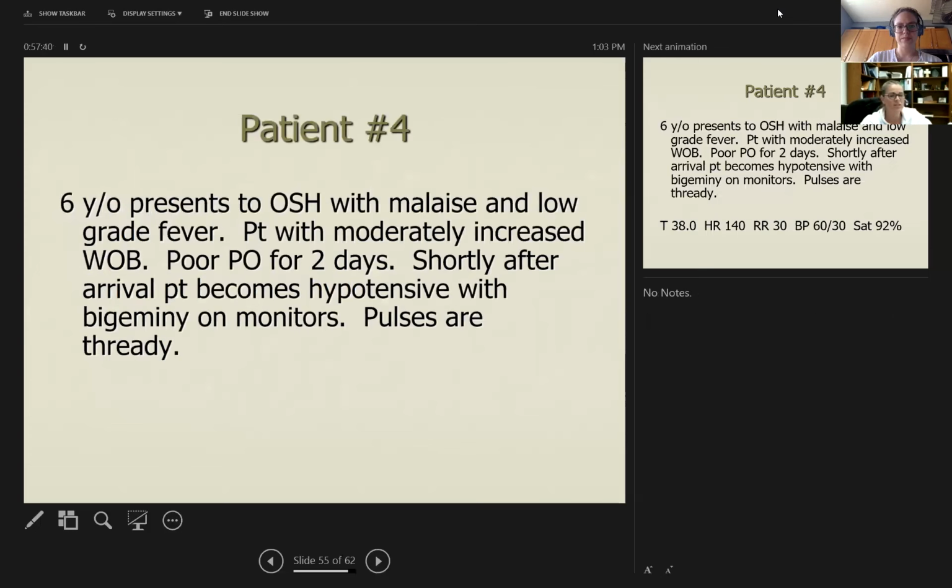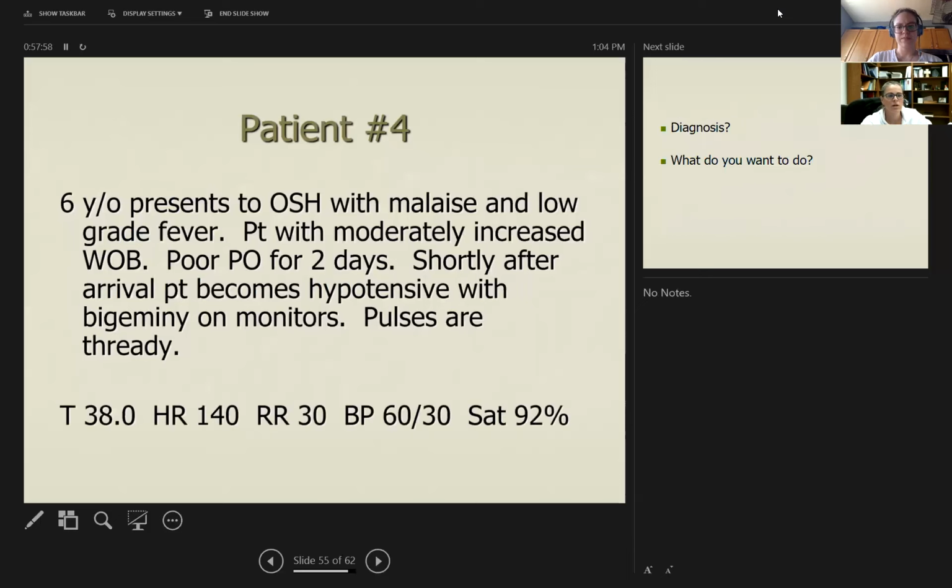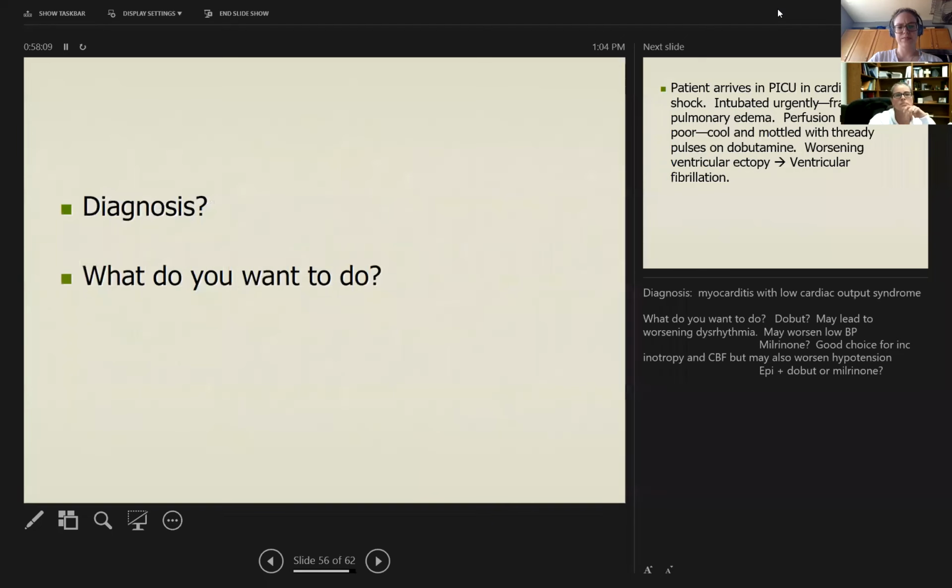Okay. 6-year-old with malaise and a low-grade fever with moderately increased work of breathing, poor PO for a couple days. Shortly after arrival, she becomes hypotensive with bigeminy on the monitors, and her pulses become thready. Temperature is 38, heart rate is 140, resps are 30, BP 60 on 30, and she's satting 92% to start with. What do you think she has?